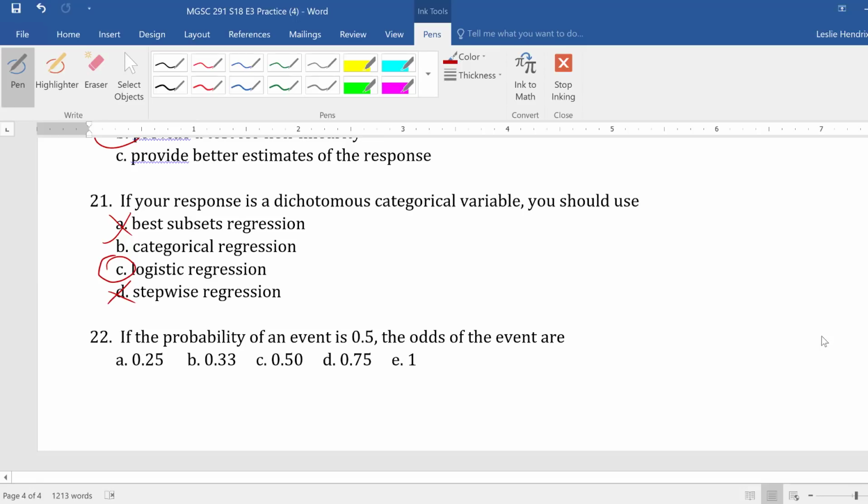All right, 22, if the probability of an event is 0.5, what are the odds? So remember, the odds are the success probability over the failure probability, so p over 1 minus p. If our probability is 0.5, 1 minus the probability is also 0.5. 1 minus 0.5 is 0.5. And so the odds here would be 1.